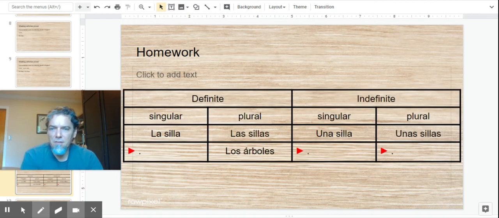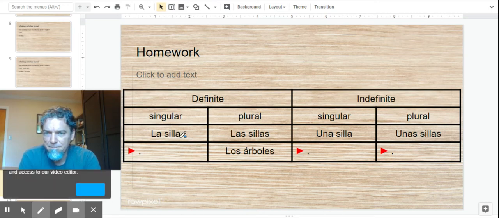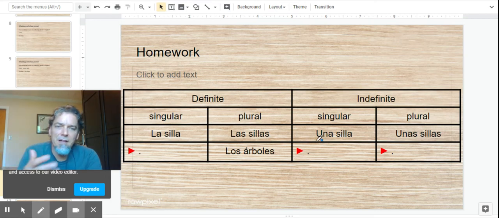Now I want to go over this. This is part of your homework. I want to make sure you understand. This part is what's on your sheet. Definite articles, singular and plural. Indefinite, singular and plural. We're talking about silla, chair here. Singular, definite. La silla, plural, las sillas. Talking indefinite, a chair. Una silla, unas sillas.